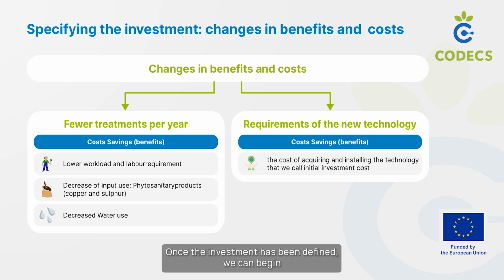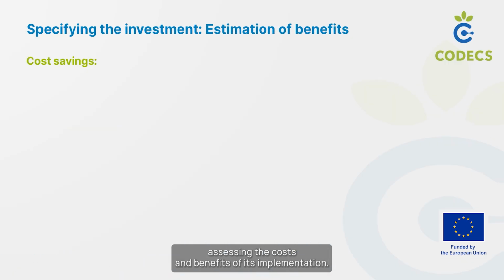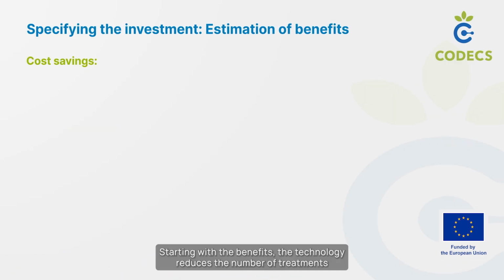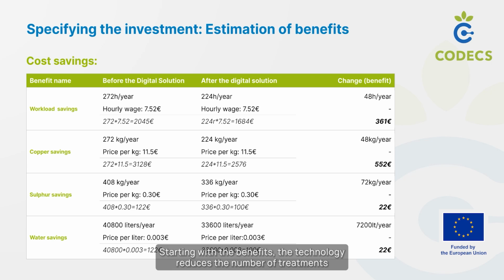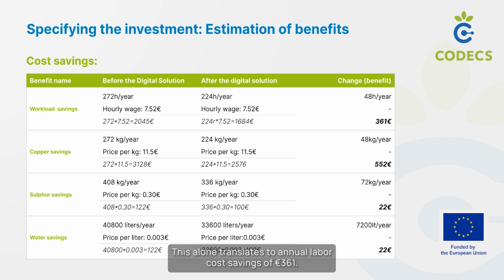Once the investment has been defined, we can begin assessing the costs and benefits of its implementation. Starting with the benefits, the technology reduces the number of treatments required, leading to a 48-hour reduction in workload. This alone translates to annual labor cost savings of €361. In addition, fewer treatments generate savings on inputs, copper and sulfur, and water. These savings are calculated by multiplying the quantities saved by their respective prices. For the calculator, the key consideration is the difference in each cost item before and after implementing the digital technology. All benefits and cost savings are calculated on an annual basis.